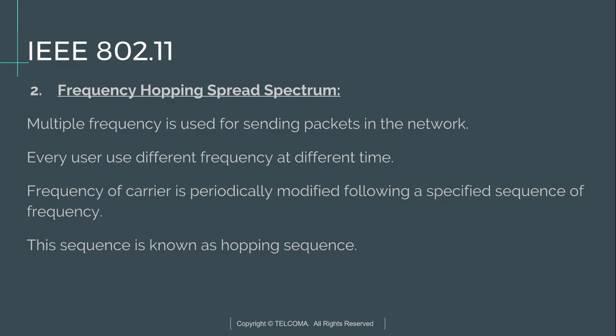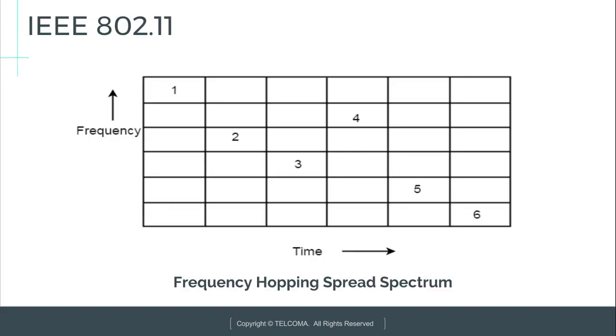If we use different frequencies to send the signal, hackers are not able to identify how we are transmitting the signal or on which frequency. This sequence is known as the hopping sequence, as our packets are hopping over the different frequencies.